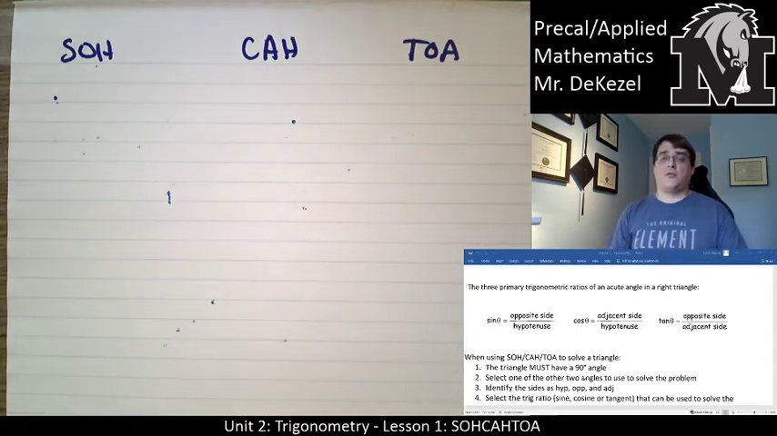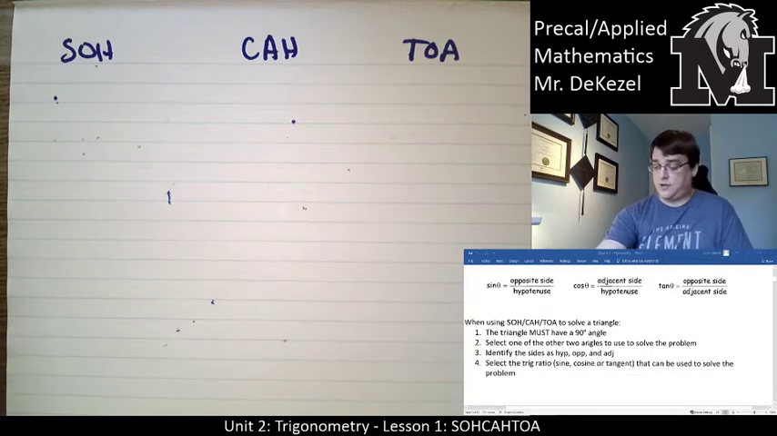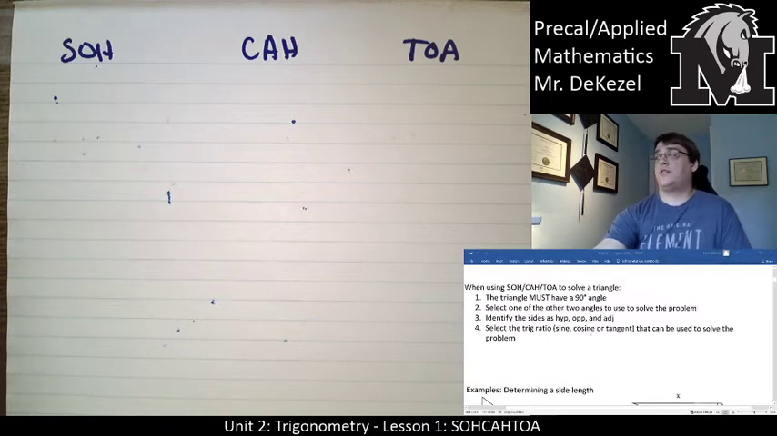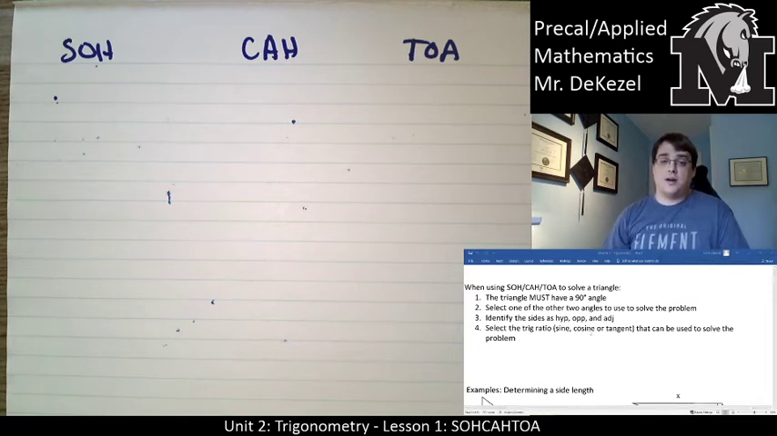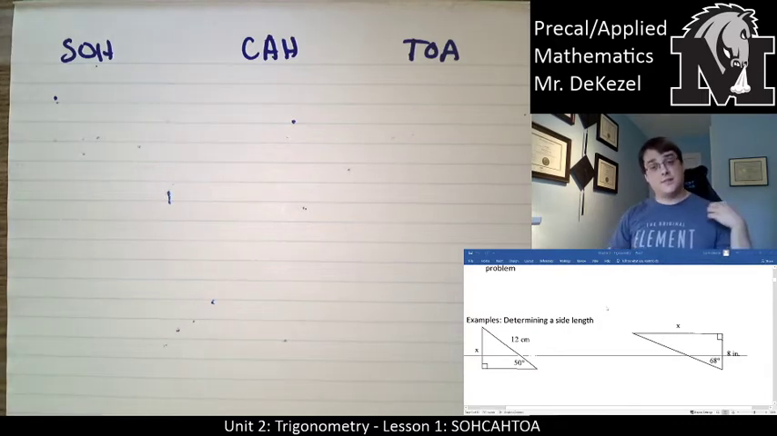Now these are just ratios, and depending on the ratio of those two different sides, we can determine what the angle that we're interested in is. So there are a couple of rules. The triangle must have a 90 degree angle. We're going to select one of the other two angles to solve the problem. We're going to identify the sides, and then we are going to select the trig ratio, sine, cos, or tan, that can be used to solve the problem. Let's jump right into some examples, because I know that this is kind of review.